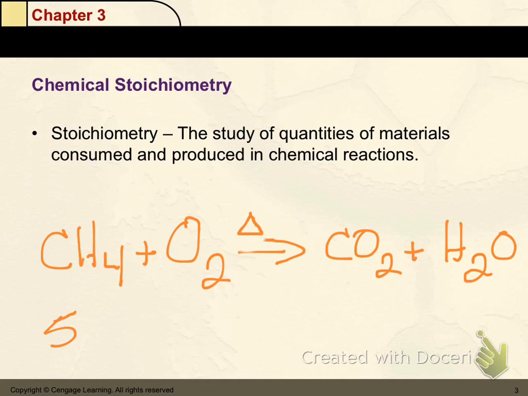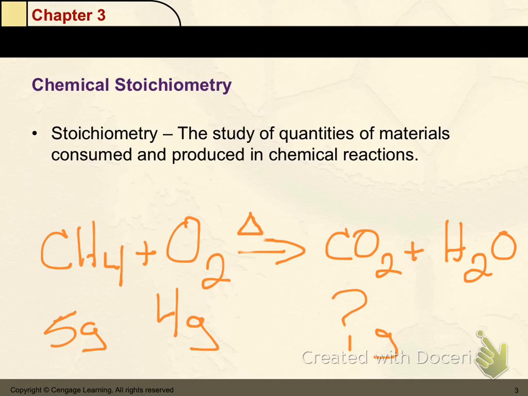Now let's say that we started with 5 grams of methane, and we started with 4 grams of oxygen, and we were going to ask how many grams of carbon dioxide were produced. Now when we're trying to figure out the amount of product produced, we can't simply look at the masses of the reactants. Chemicals don't react based upon their masses. They react based upon the amounts of molecules and the types of molecules involved.